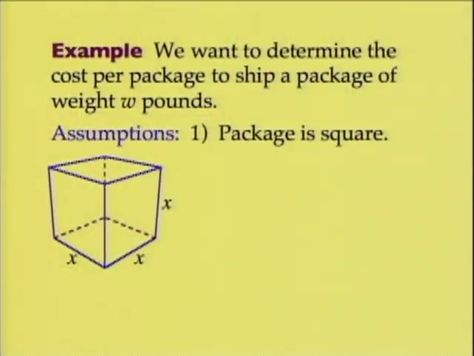Okay, so I'm going to make some assumptions to make this a little easier. I'm going to assume that we're using a square package. That's not a wild assumption. That'd probably be the one that would maximize volume, but yet minimize the surface area, and they're probably easy to find.